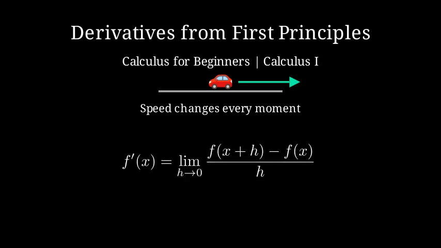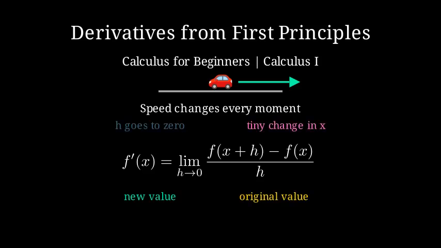Part 2. The first principles formula. The derivative is defined by f prime of x equals the limit as h approaches 0 of f of x plus h minus f of x, all divided by h. In this formula, f of x plus h is the new function value, f of x is the original value, h is a tiny change in x, and the limit makes that change approach 0. This formula is the definition of every derivative you'll learn.